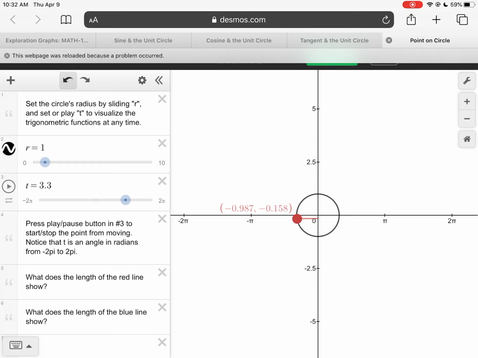Didn't mean to do whatever I just did. At one point I shifted the radius here and didn't mean to change that.